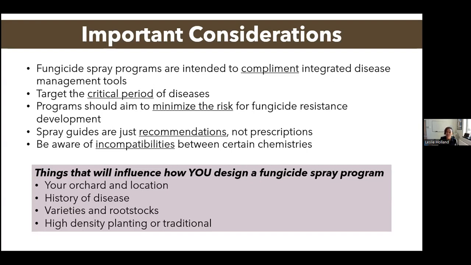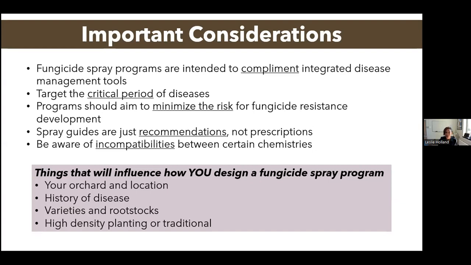So things that will influence how you design a fungicide program are going to be your orchard and location, right? There's going to be a lot of varying factors that you have to put into consideration as you make these decisions. History of disease is going to be one of those. That's a really important one. If you don't have a history of disease, that's great. That's going to alter your program, and perhaps you might need to not use an intensive approach. If you do have a history of disease, you might need a more intensive approach.